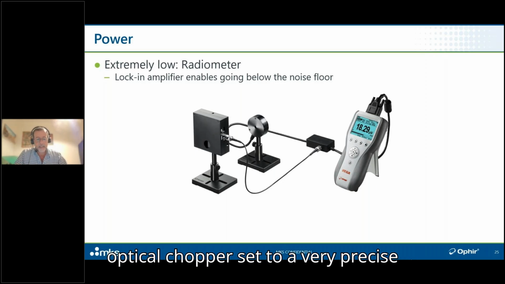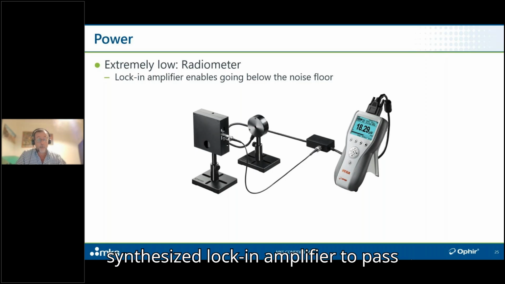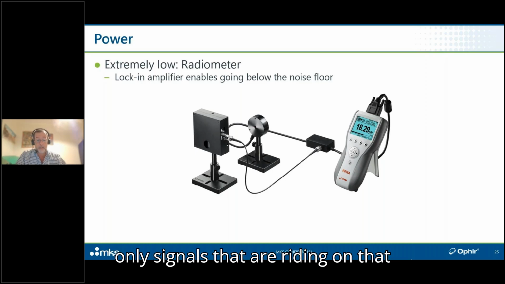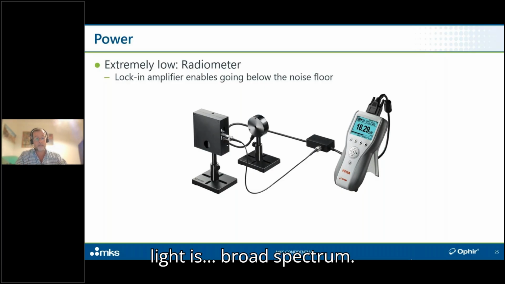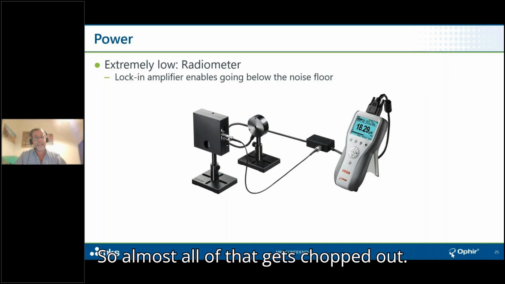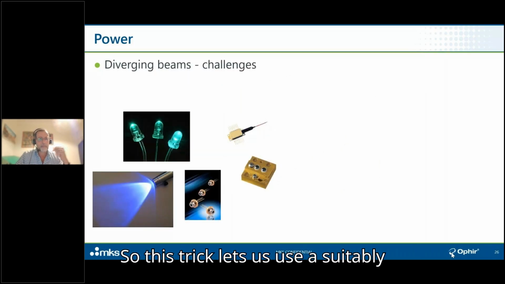So this trick lets us use a suitably broadband sensor to measure signals that are way below what would normally have been the noise floor of that sensor. In some models, we actually can go down to as low as the femtowatt range. You heard that correctly.